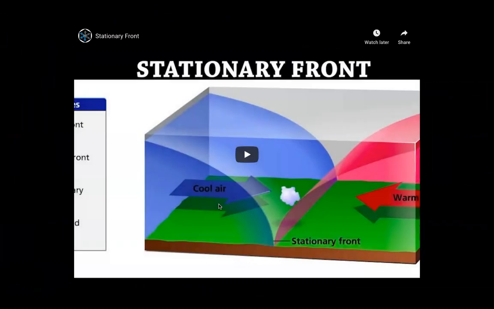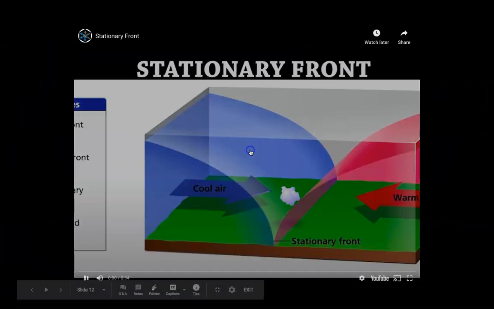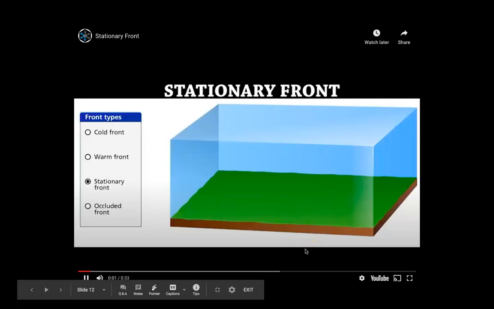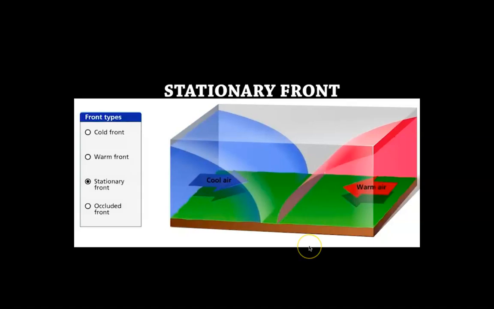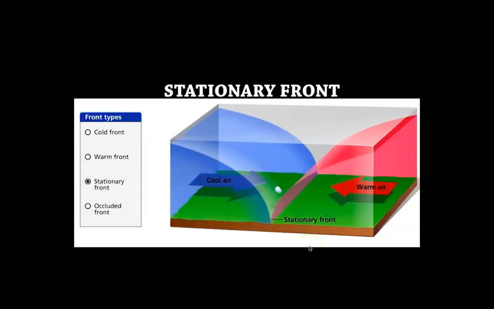So our next type of front that we have is called a stationary front. This is where both cold air and warm air are coming towards each other, but neither has enough energy to win. They're at a standstill. Neither one is winning. They just sit there and keep pushing against each other.